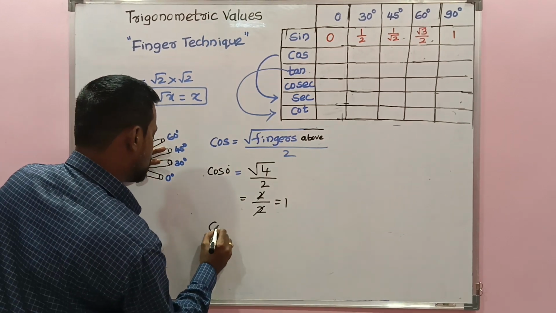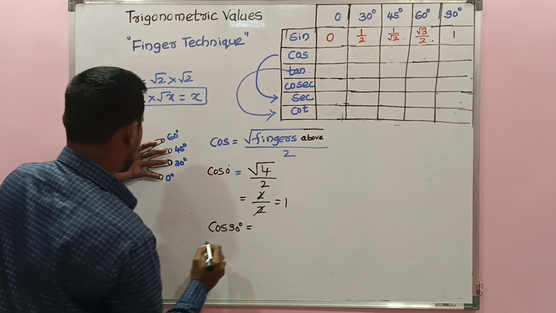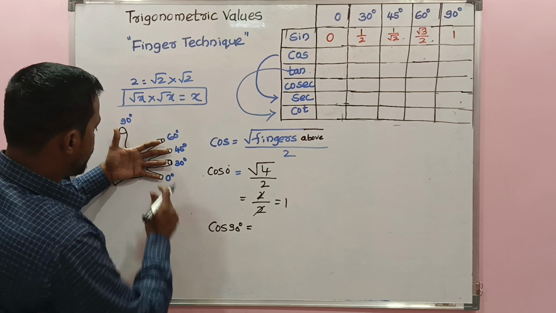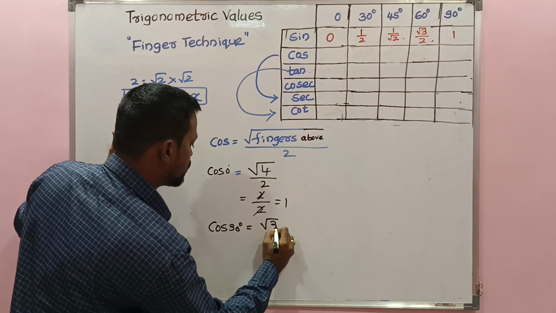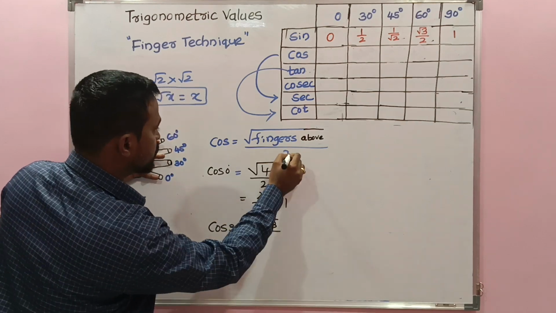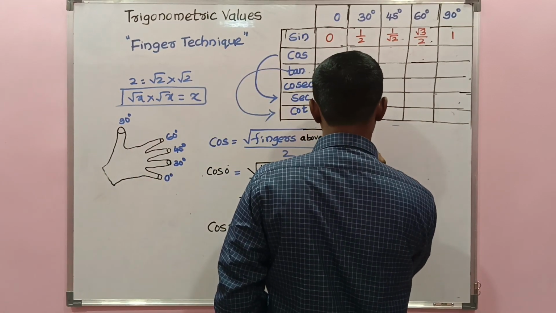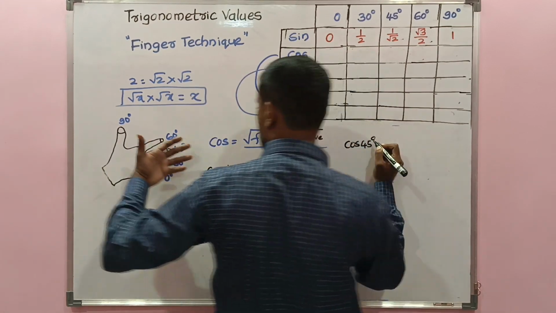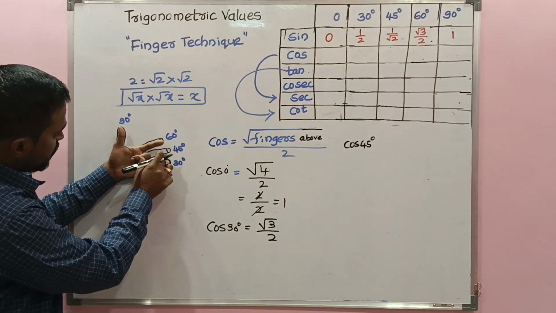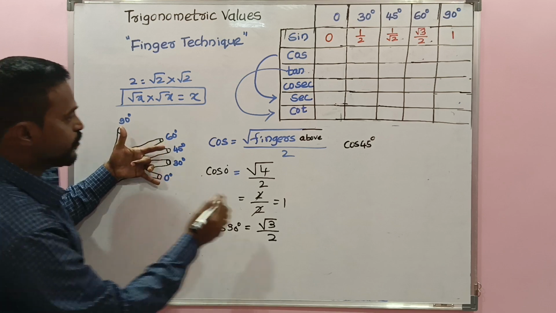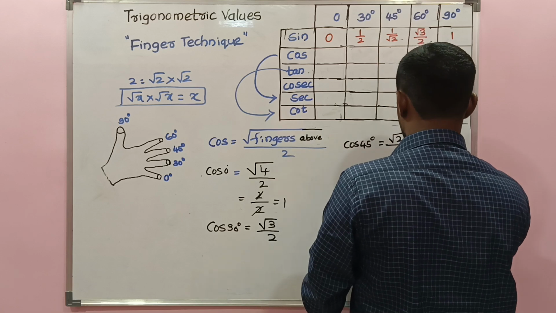Now, cos 30 degree, how much? Now, I'm going to fold the ring finger. How many fingers are above this finger? There are 3 fingers. Root 3, and as usual we are going to write 2. And for cos 45 degrees, how many fingers are above this finger? This is the folded one, therefore above, 1, 2. So therefore root 2 divided by, as usual, 2.